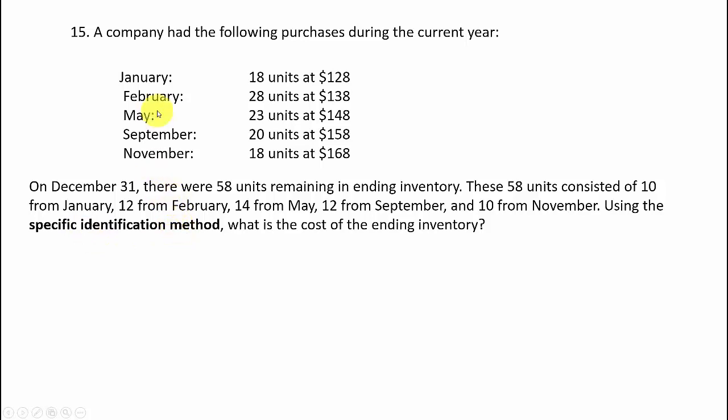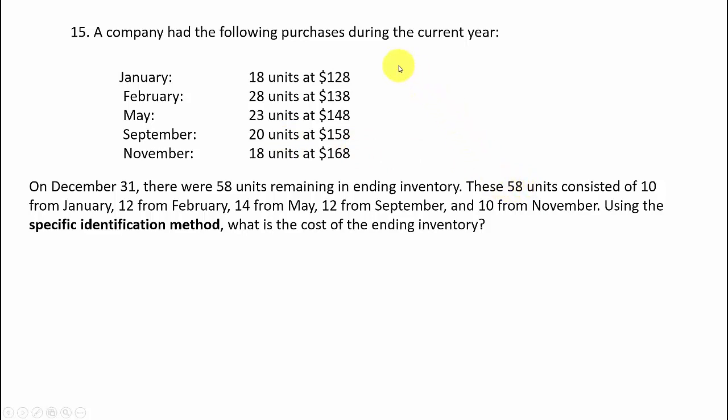Now, let's take a look at specific identification for this problem. Number 15. In January, we bought 18 units at $128. We bought another 28 units in February for $138. We bought another 23 units in May for $148. In September, we bought another 20 units at $158. And in November, we bought 18 units at $168. Now, on December 31st, we have 58 units left in our ending inventory from all of this. The question is, how much should those 58 units be priced at or costed at?